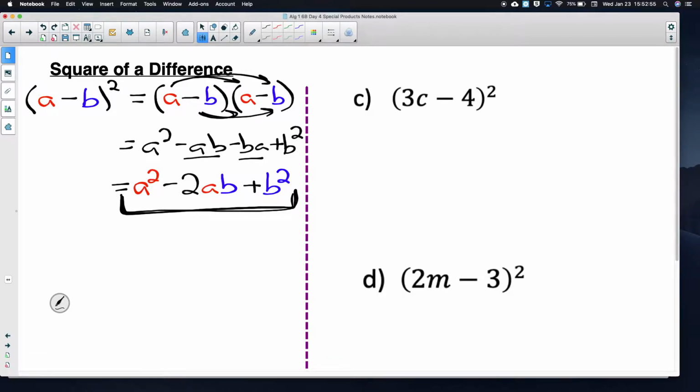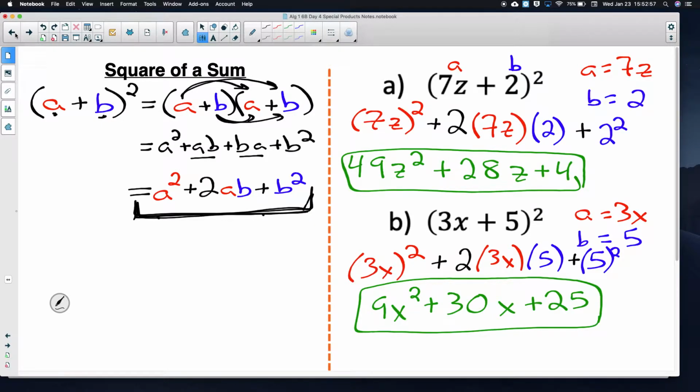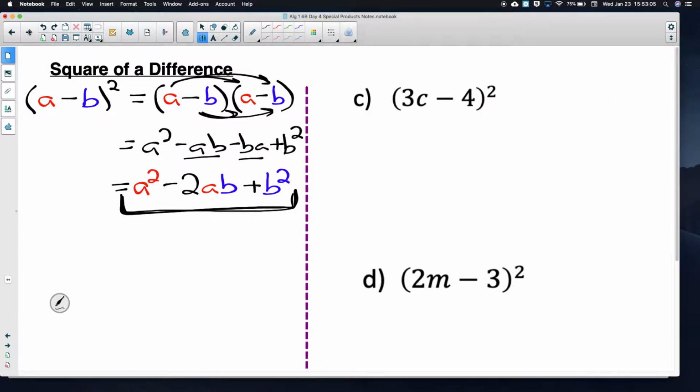Okay, so that's my second pattern. So going back to the previous slide, when I did a square of a sum, I did A squared plus 2AB plus B squared. When I take the square of a difference, I take A squared minus 2AB plus B squared. So let's look at a couple of examples real quick.